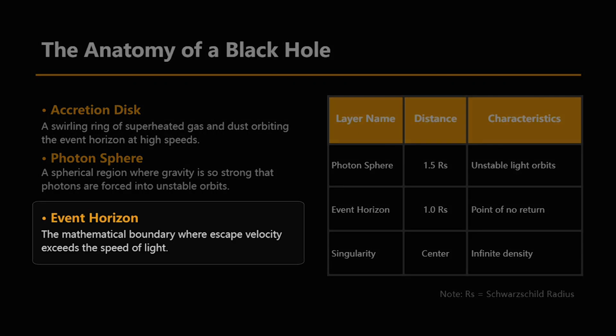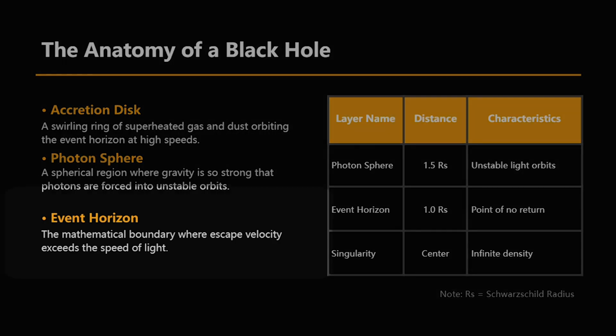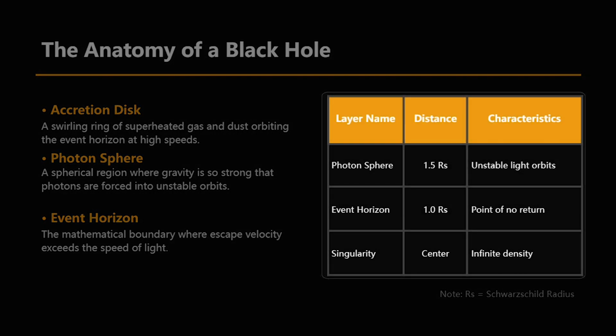Further in, we reach the event horizon. This isn't a solid surface, but a mathematical boundary. Beyond this point, the gravitational pull is so extreme that the escape velocity exceeds the speed of light. Once something crosses this line, there is truly no coming back. I've detailed the specific layers and their physical characteristics in this table.